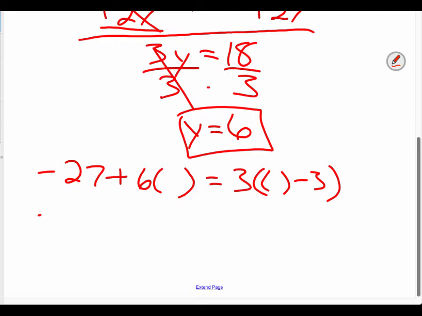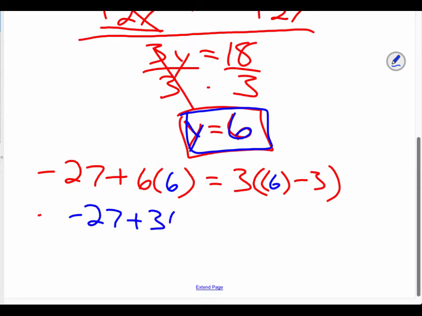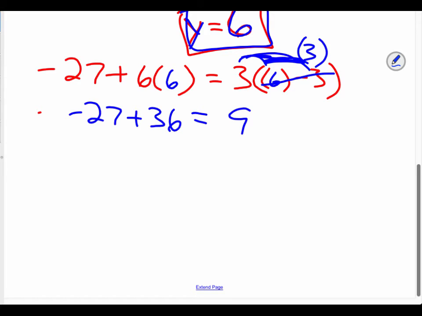And we said that y was equal to 6, right? That's what we just solved for. So I'm going to plug in a 6 wherever the y was supposed to go. So now I've got negative 27 plus 6 times 6, which is 36. Actually, I don't need to push it through the parentheses. What is 6 minus 3? 3. What's 3 times 3? 9. What's 36 minus 27? 9. Is that true? Yes. Well, bam with the bacon sizzle, this is the correct answer.